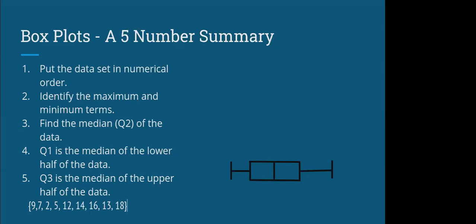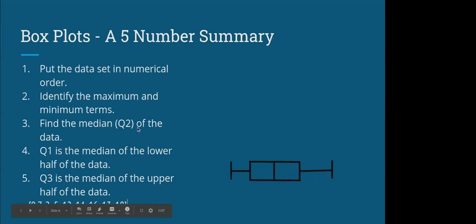In step 3, we find the median, which is Q2, and Q just means quartile, because if you look at just the structure alone, it is in 4 parts, 1, 2, 3, 4. So, just like a dollar, the whole thing is a dollar. This is your first quarter, quartile 1. This is your second quarter, quartile 2. This is your third quarter, quartile 3. This is your fourth quarter, quartile 4. So, that's where the Q's come from.